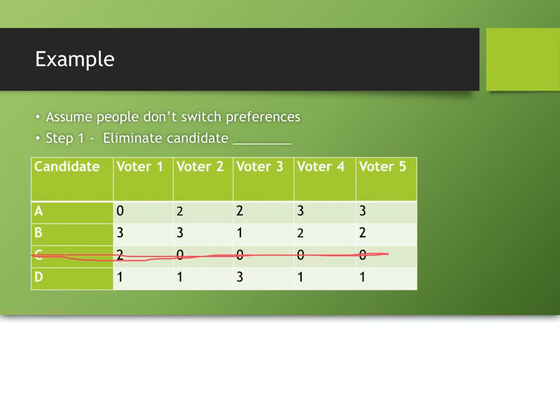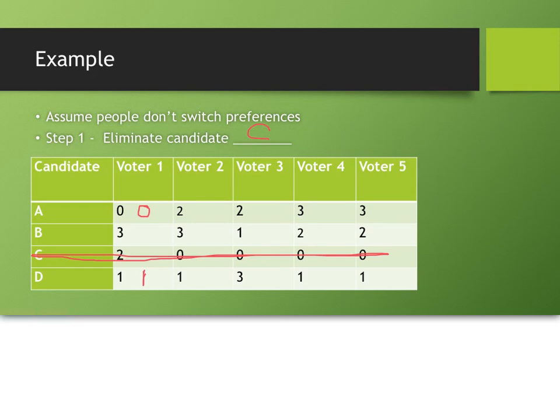And when we say revote, so we're going to eliminate candidate C. When we say revote, we're just going to renumber what our votes were. So for instance, let's look at voter number 1. He voted A as 0. That was the least preferred. And then D was 1.